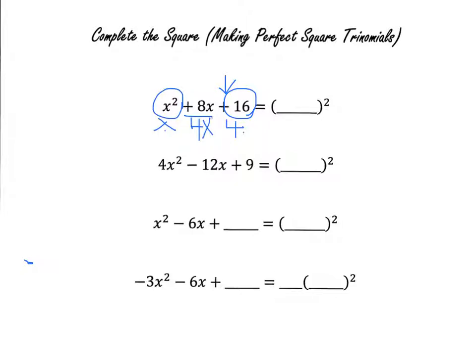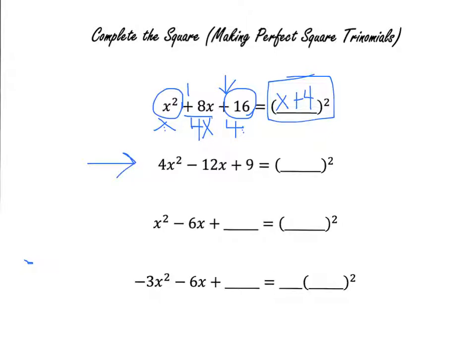Now when we factor, we use the roots of the first and last, and the sign that's in the middle. So you get x plus 4 squared. Done. Same thing on this second problem.